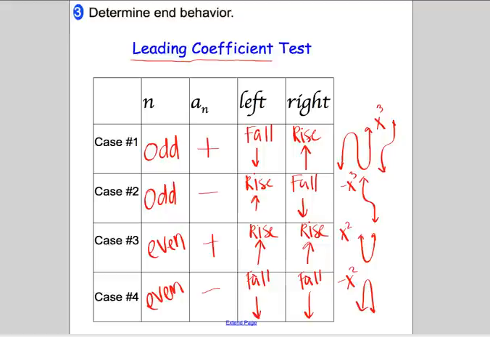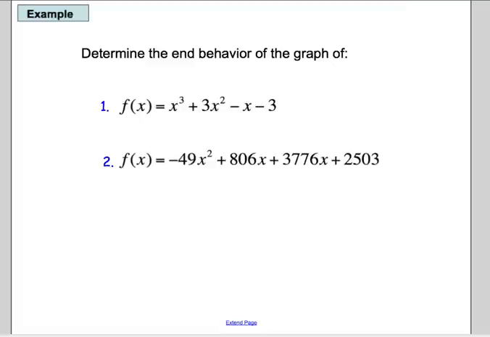Now that we know all these different cases we can have, if I give you an equation, you can tell me what the ends of the graph look like. Right now we're just focusing on the ends of the graph. In further videos, we'll start to talk about what's going on in between. But if I look at these two equations and I want to determine the end behavior, remember we have to do two things.